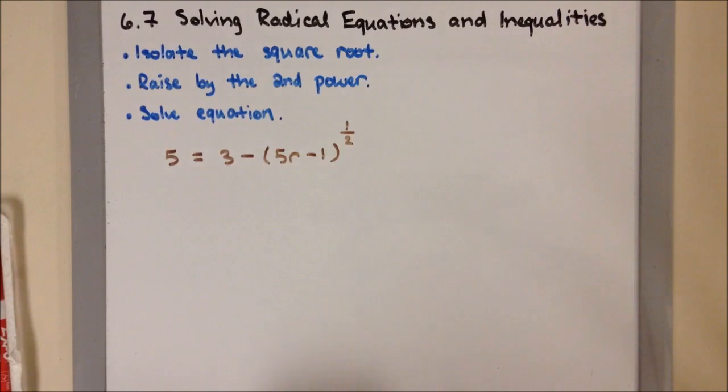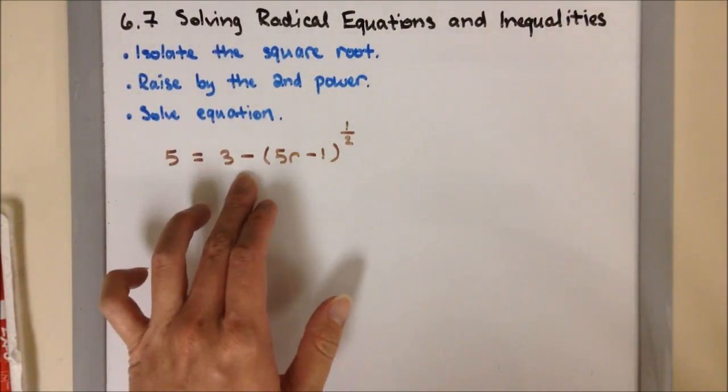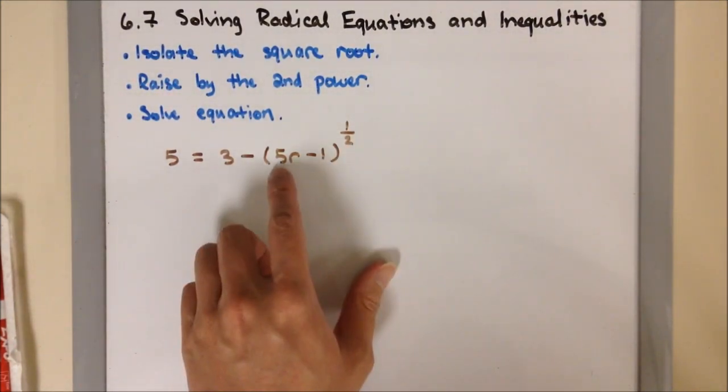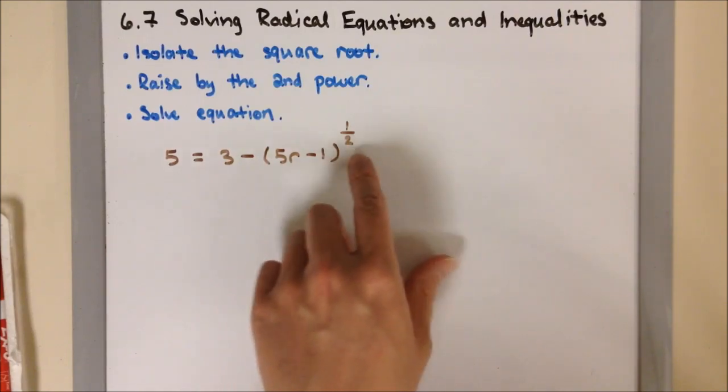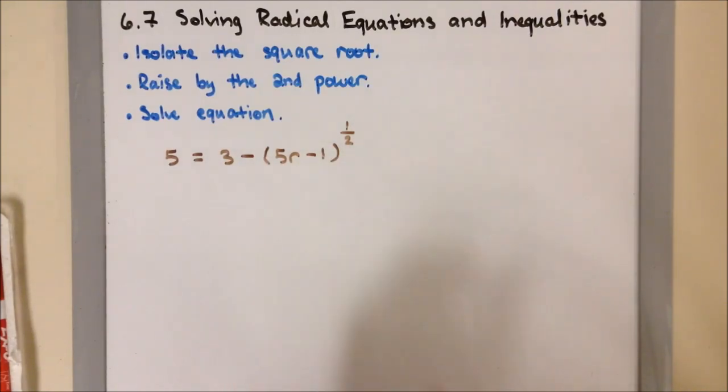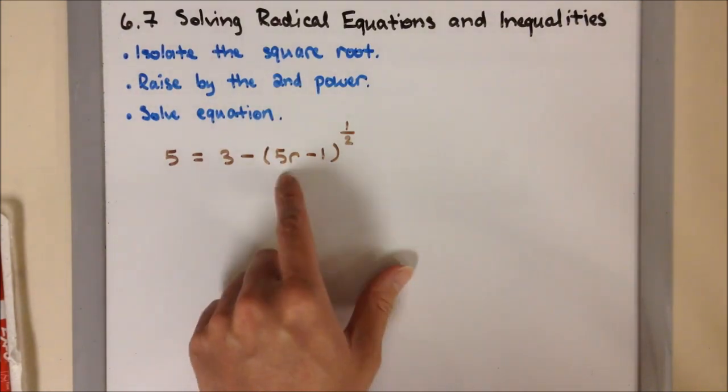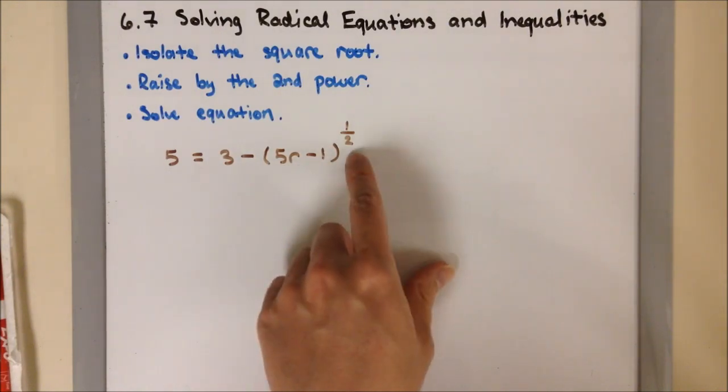In our next example, we have 5 equals 3 minus, where 5r minus 1 is being powered by the rational exponent 1/2. So this can be converted into a square root equation. 5r minus 1 is being powered by 1/2.